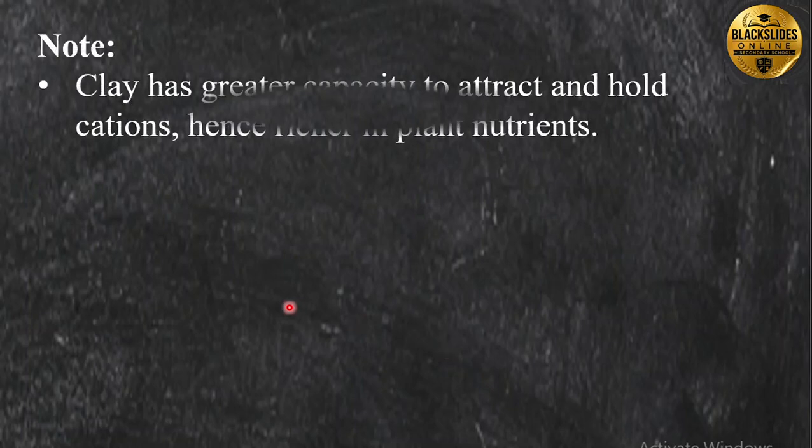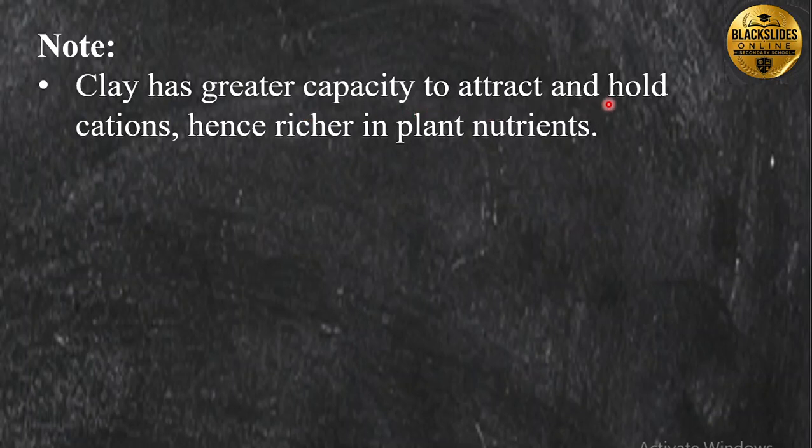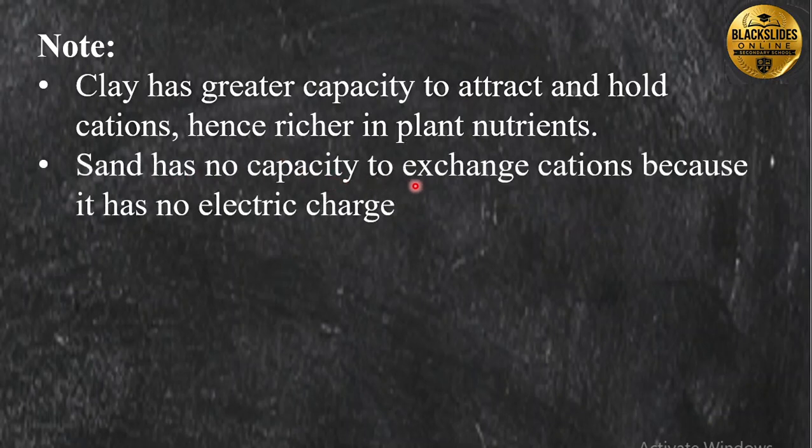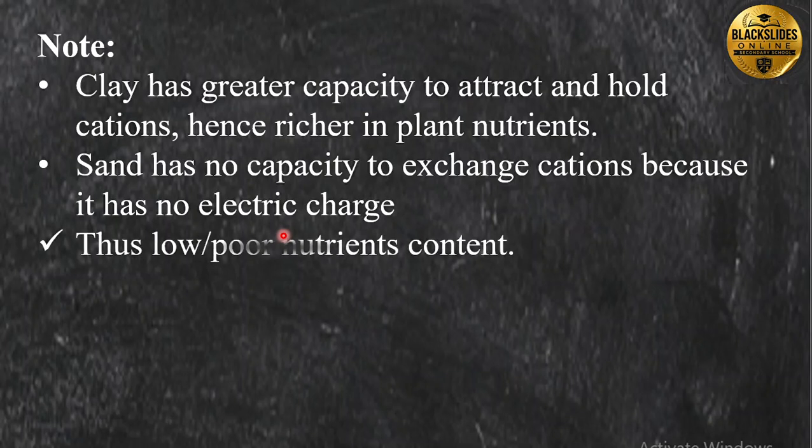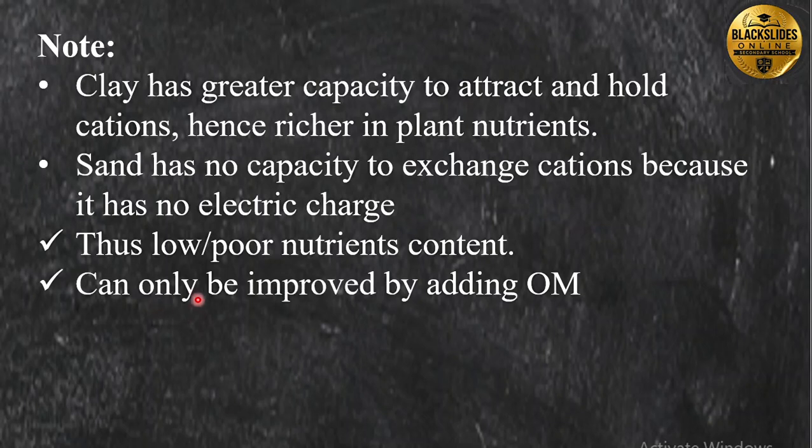Note that clay has greater capacity to attract and hold cations. That's why clay is richer in plant nutrients than other types of soils. Sand has no capacity to exchange cations simply because it has no electric charge. In other words, it has no negatively charged colloids. For that reason, sand has poor nutrient content. It can only be improved by adding organic matter.